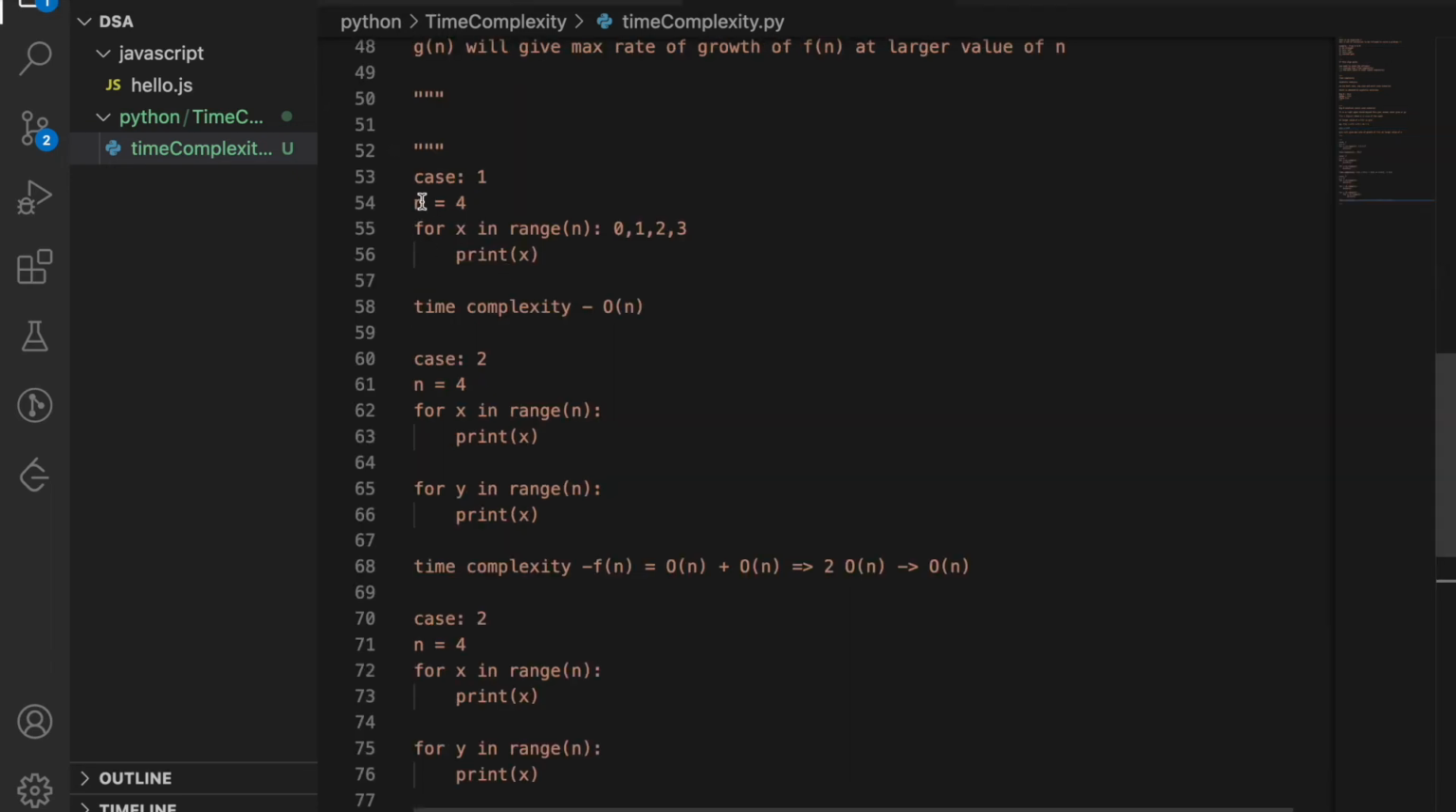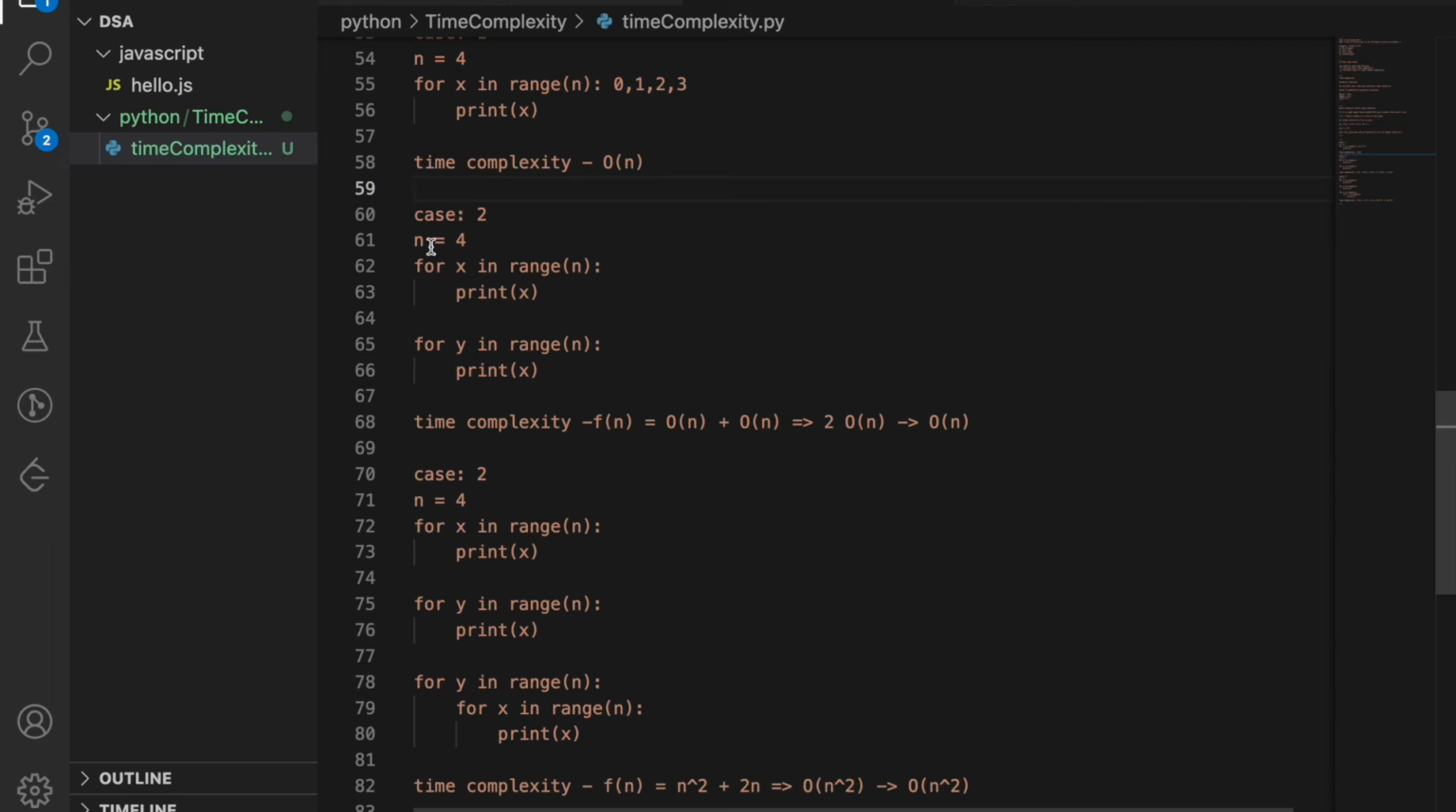Coming to this example, for case 1, we have an input n equal to 4 and a small for loop. In this for loop it goes n times and the complexity would be big O of n. This is simple because we assume n as a larger input, it can be a very big number. That's why the worst case scenario would be big O of n.